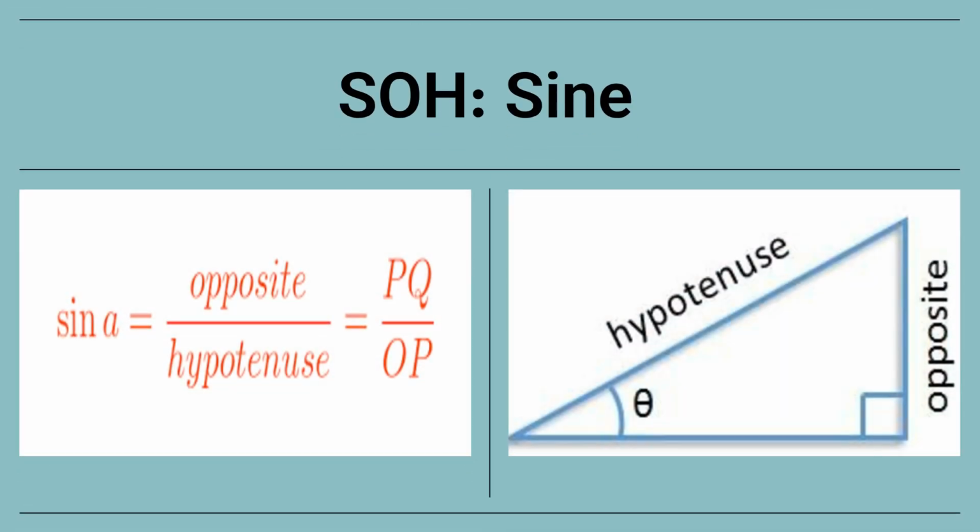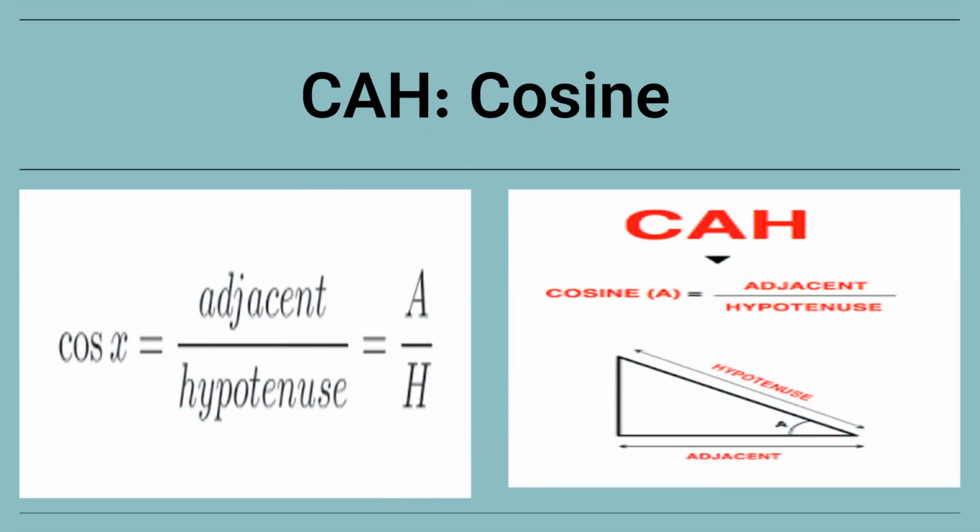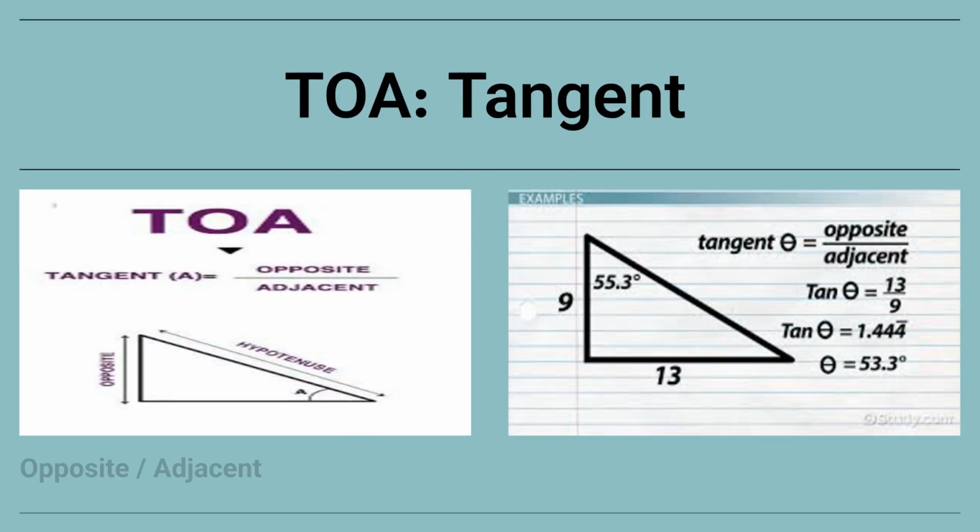SOH stands for sine A equals opposite over hypotenuse. This ratio helps us find angles or side lengths when we know two of the three values. CAH means cosine equals adjacent over hypotenuse. It's another fundamental ratio in trigonometry. And finally, TOA stands for tangent equals opposite over adjacent. This ratio is particularly useful for finding angles of elevation or depression.